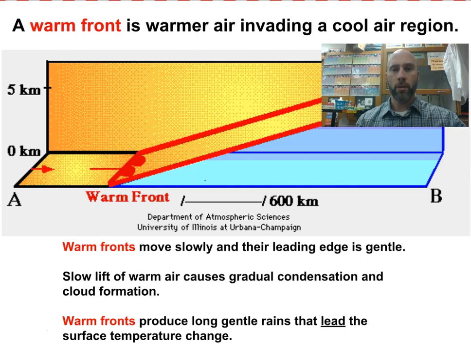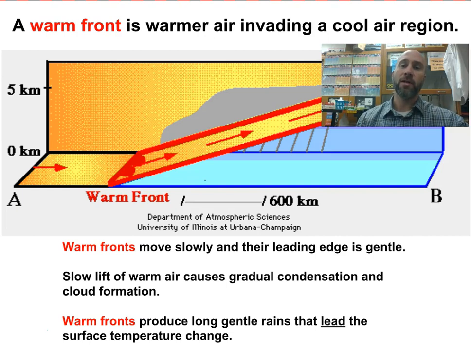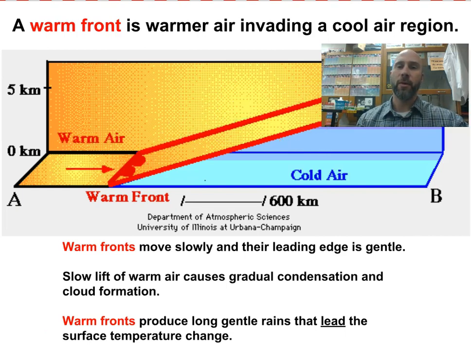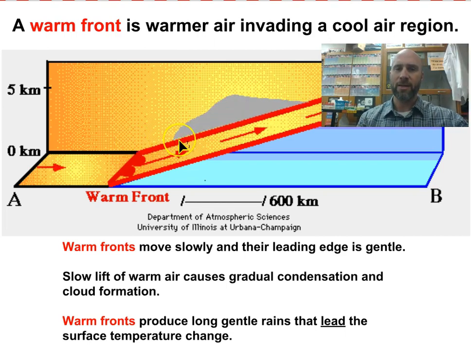Now if we look at a warm front, it's the opposite. A warm front is warm air invading cool air. Okay, so this is where that warm air is going to be pulled in and go into that cooler air. Now because warm air is less dense, it's going to drive up and over the top of that cold air, as this animation is trying to show.